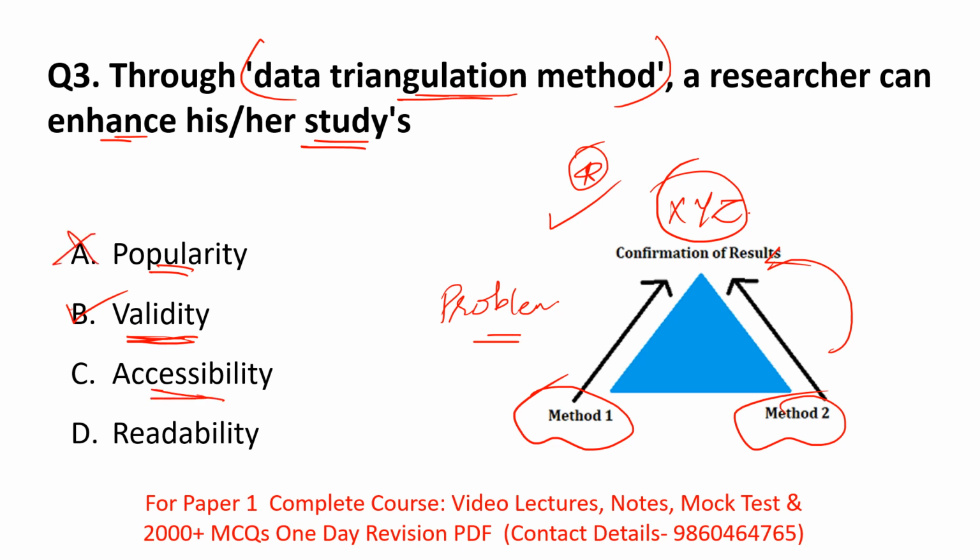Then option C is accessibility: how many people can access that data? Again, this is not the correct option. Then option D is readability, meaning how many people can easily read that paper or that research. The data triangulation method does not show us readability, how people can read it, but it shows us the validity of that study. How valid that data is, the results are valid. So the correct option is option B, validity.